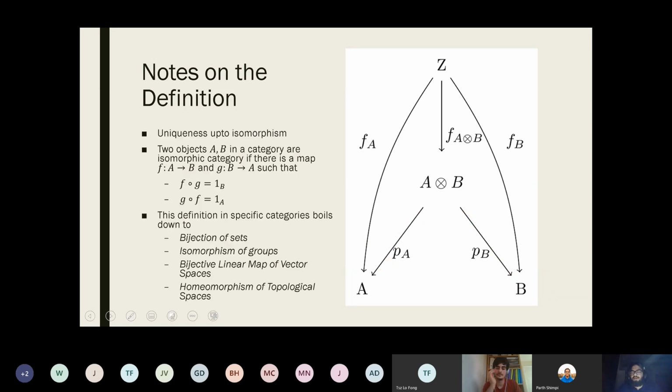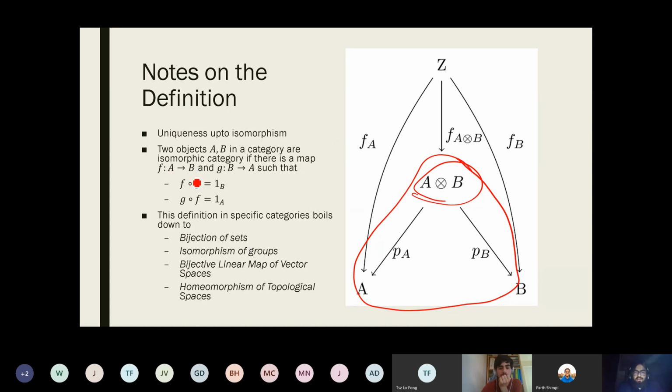From this definition, it's not too hard to show, but I won't show it, that you can get uniqueness up to isomorphism, as in if any two different triples satisfy this definition, then both of their objects are isomorphic. And what does isomorphism in a category mean? F from A to B is an isomorphism if it has a left inverse and a right inverse. So this boils down to being a bijection in the category of sets, a group isomorphism in the category of groups, an isomorphism of vector spaces, which is a bijective linear map, and a homeomorphism of topological spaces. It's generally the canonical isomorphism of every subfield of maths.